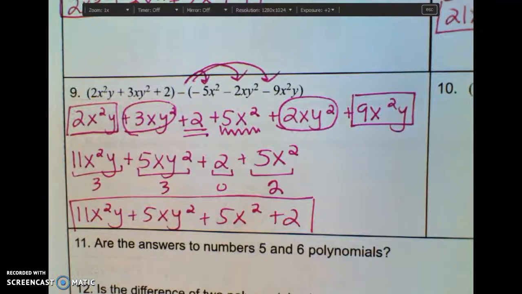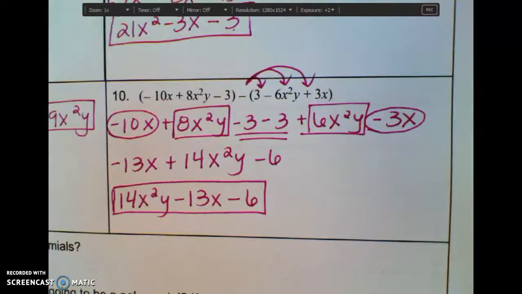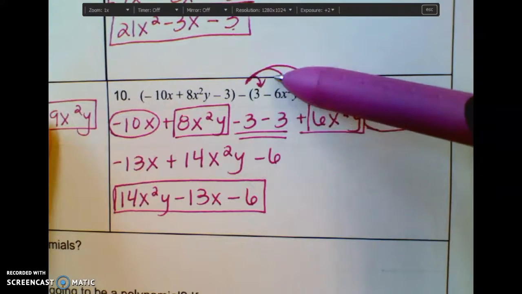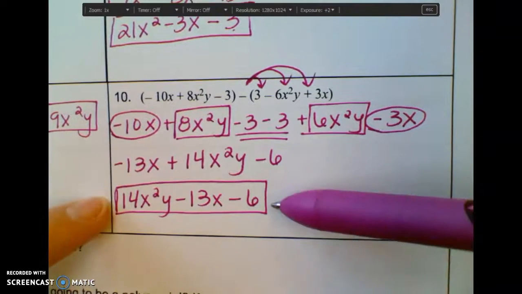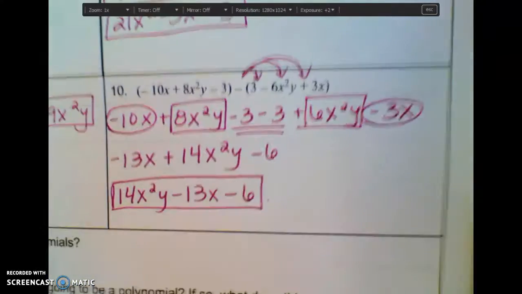Go ahead and try number 10, pause the video, and then start it to check your answer. All right, here's the answer to number 10 with my work. Go ahead and pause the video if you need to check the work. But just briefly what I did, I distributed the negative, I circled or squared my like terms, added them, put it in standard form.